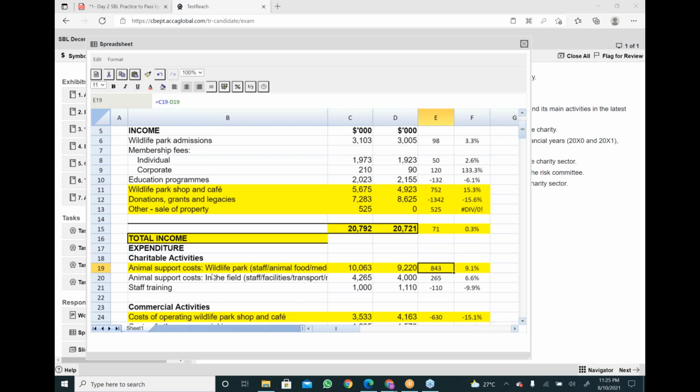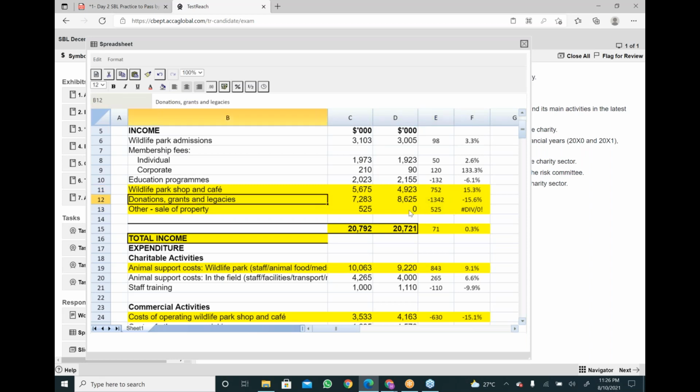Okay. So let's say the donations and grants, it was 8625, it went down to 7283. That's a 15% reduction. Then there's the wildlife park, shop and cafe. The revenues increased significantly. And there is sale of property which was not there last year. It is there this year. These are the three things. We need to know what happened.